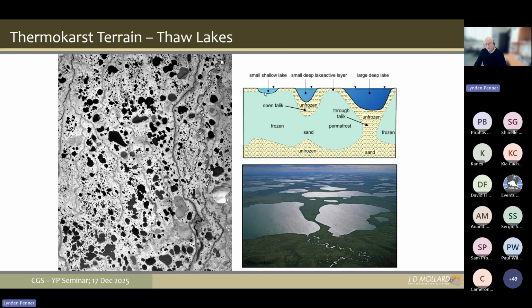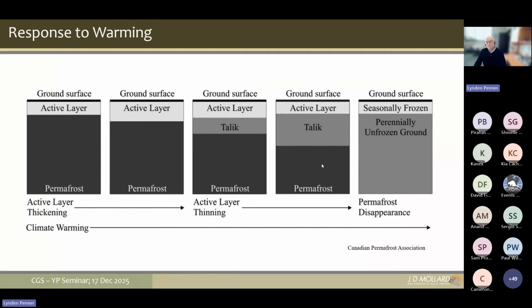And so that's depicted here as well, where you have a small shallow lake that forms with permafrost at its base, a somewhat deeper, small deep lake, which has unfrozen ground below and then the permafrost, and the larger, deeper lake where it's unfrozen all the way through.